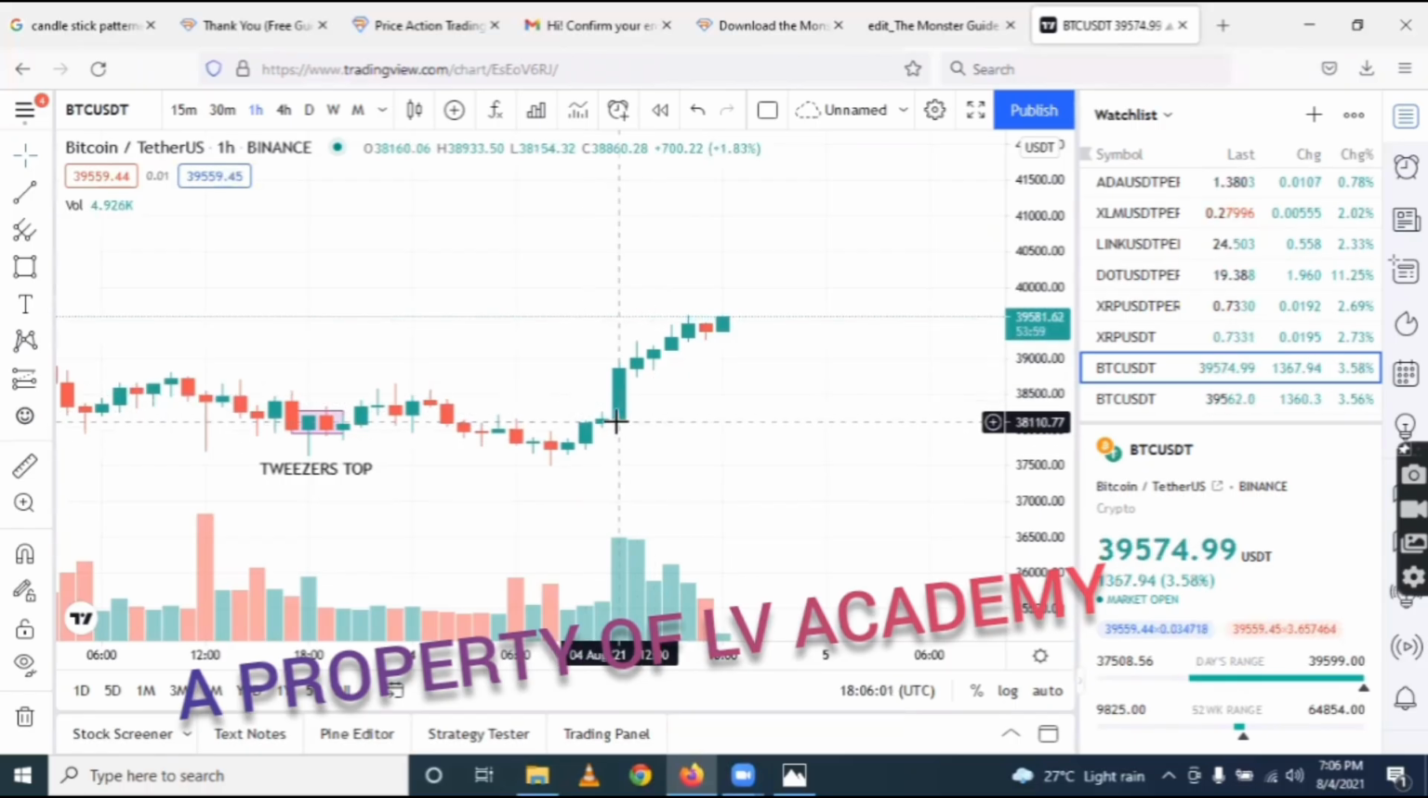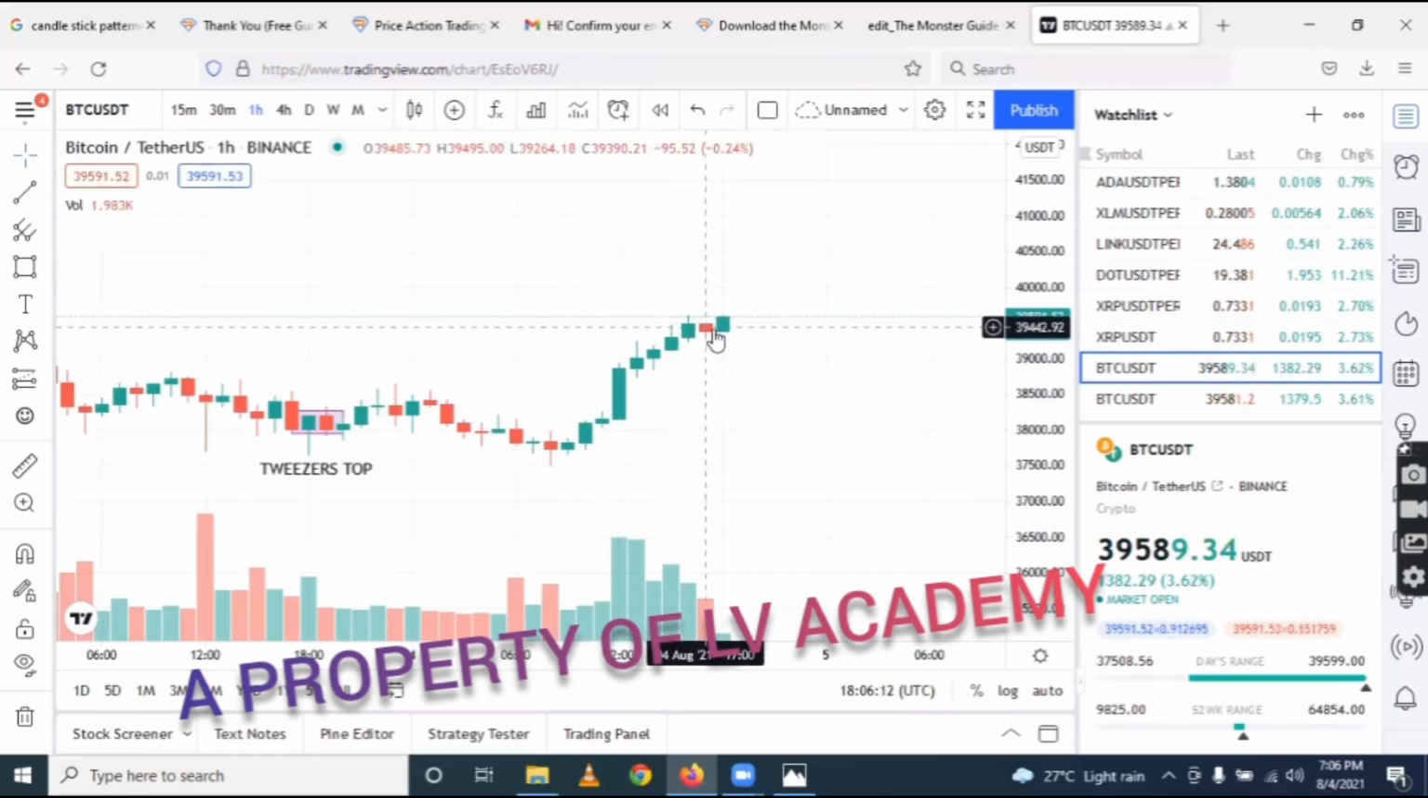This is the open for a bullish candle, and this is the close for a bullish candle. Then the high and the low. Then for a bearish, this is the open, this is the close, this is the low, and this is the high. It is very, very straightforward.